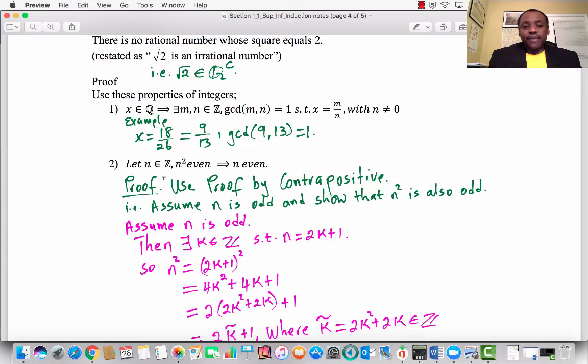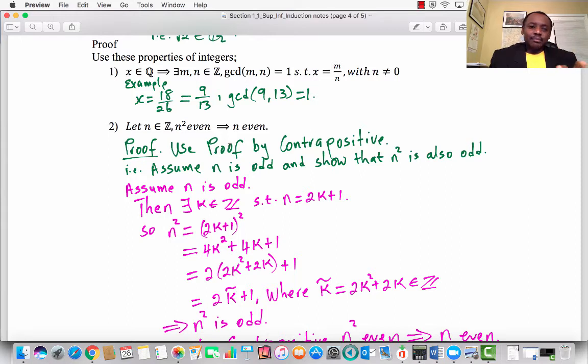And secondly, if n is an integer and n squared is even, then n is even. Now, let me go ahead and prove the second one for us very quickly, using proof by contrapositive.